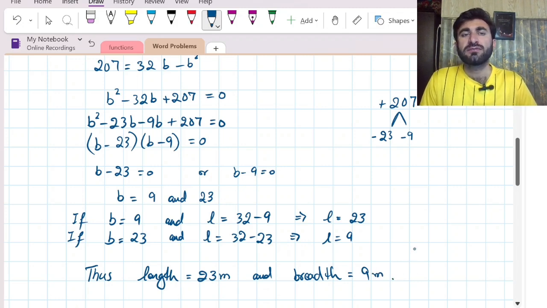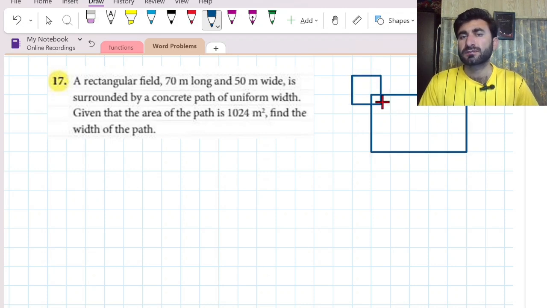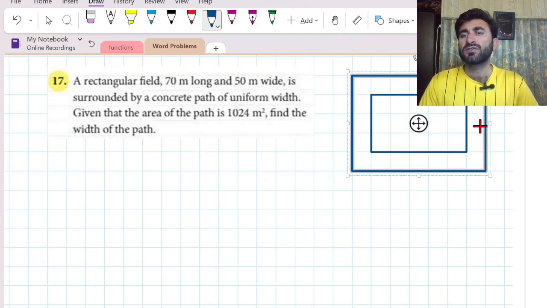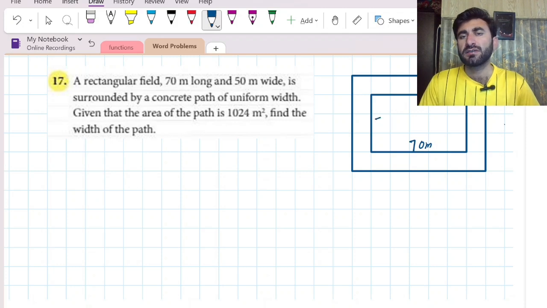Let's move to the next one. The second problem states: a rectangular field 70 meters long and 50 meters wide is surrounded by a concrete path of uniform width. Given that the area of the path is 1024 meters square, find the width of the path. Because it is a rectangular field, first we have to draw the rectangular field and then we will draw the path surrounding it. Suppose that this one is the uniform path that surrounds it, and its width is 50 meter.